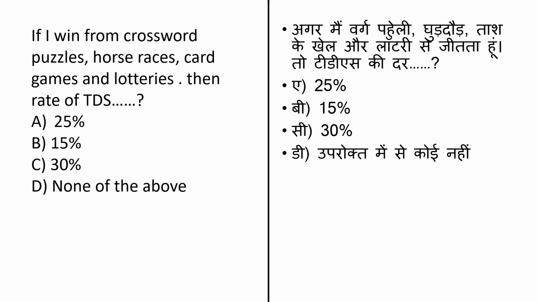The next question is, if I win from crossword puzzles, horse race, card games and a lottery, then what is the rate of TDS. Here in this question, they ask you if you won from crossword puzzles, any horse race, card game or a lottery, then the rate of TDS. Now first understand what is the meaning of TDS. TDS means tax deduction at source. This is the full form of TDS.